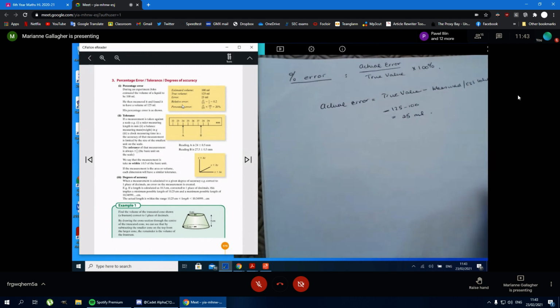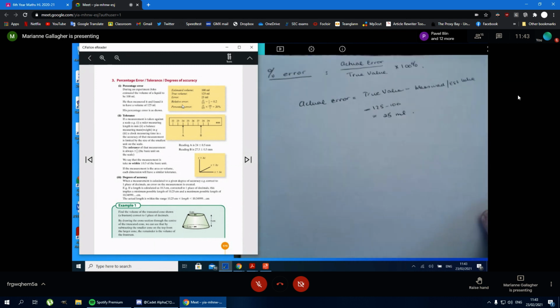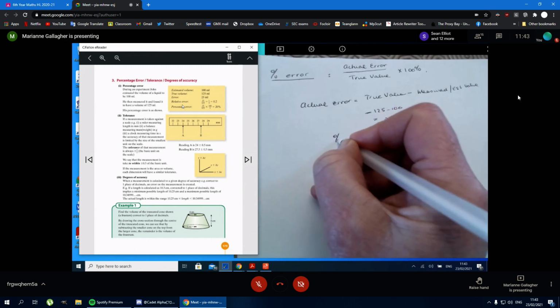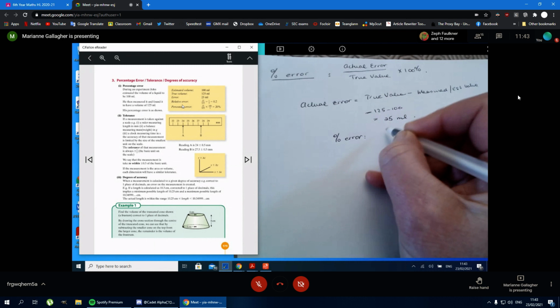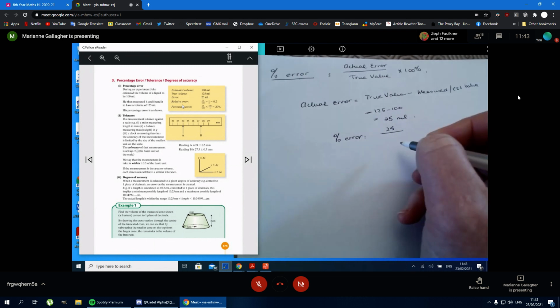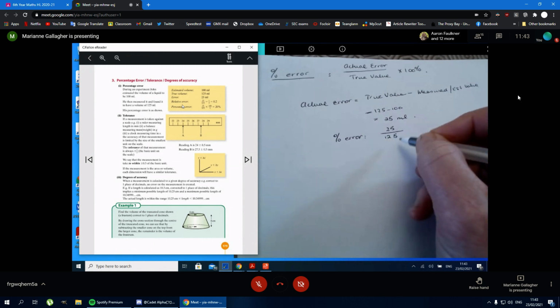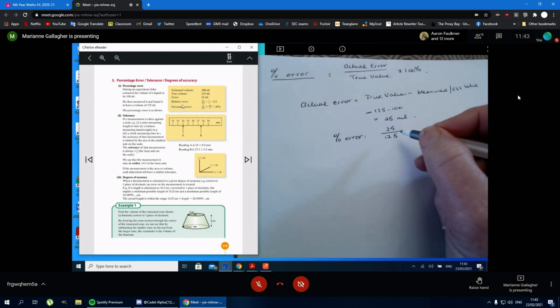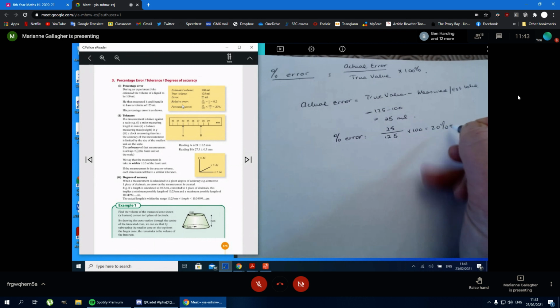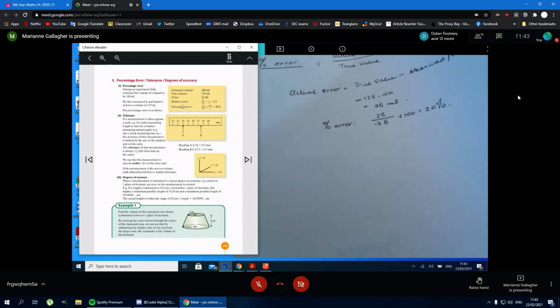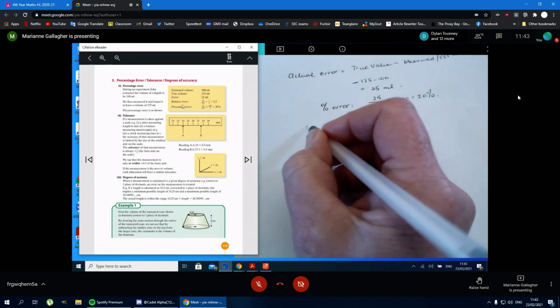Now, 25 mil, if you were measuring like 10,000 litres, it's not a big deal, but he's only measuring 100 mil. So when you change that to a percentage, it's 25 over the actual value, and the actual value is 125. So you put it over the true value, because there's no point in getting a percentage of an error. You want the percentage of the true value, multiply that by 100, and you get 20%. So his percent error is 20%. Okay? That's straightforward enough. You would have done that at junior cycle, I think, anyway.